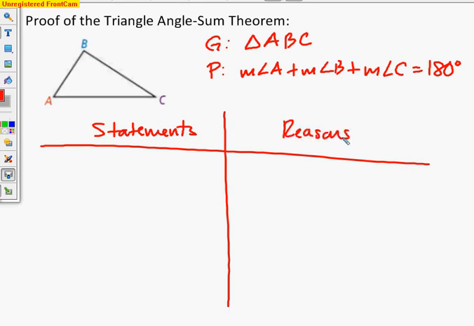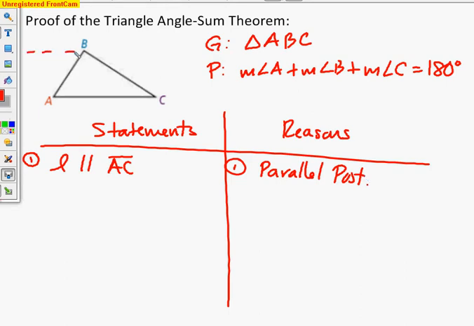So first thing here is we're going to use that parallel postulate, step 1. And we're going to create line L parallel to segment AC. And this is going to be through the parallel postulate. This is what's going to help us do the proof. So I'm going to draw a dotted line. There's line L. And I'm going to create 2 angles, angle 1 and angle 2.